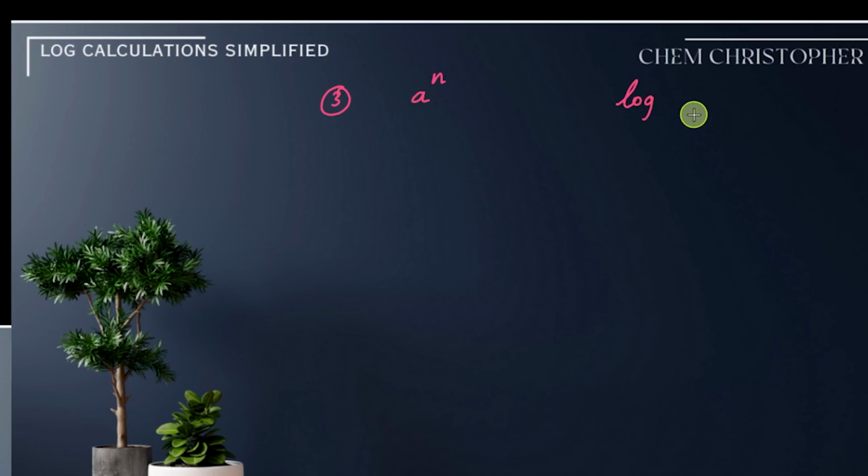The third one: consider you have a number A for which you have the power here. I want to solve this one using the log method. How can I do it? Log A to the power n. This n can be brought to the front, so n into log A.